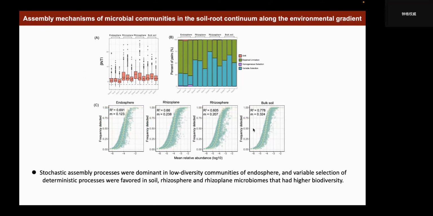Null model results show that deterministic processes dominated over stochastic processes in the rhizoplane, rhizosphere, and soil, with an increase of variable selection, while more stochastic processes dominated in the endosphere. This is also consistent with the neutral model results.